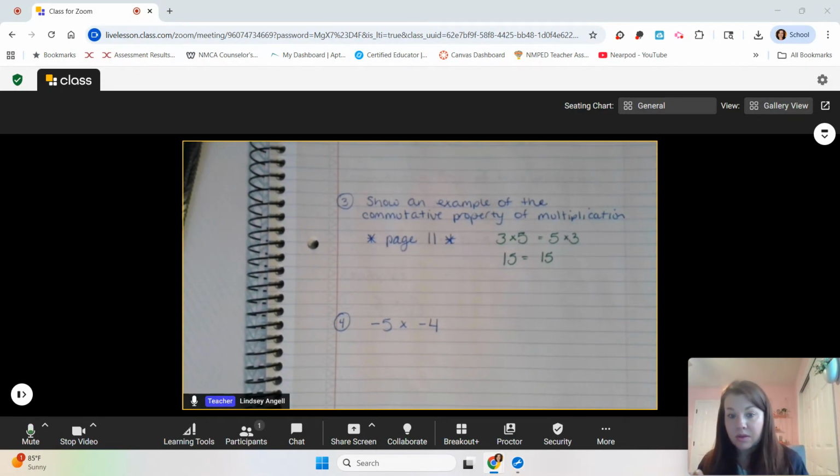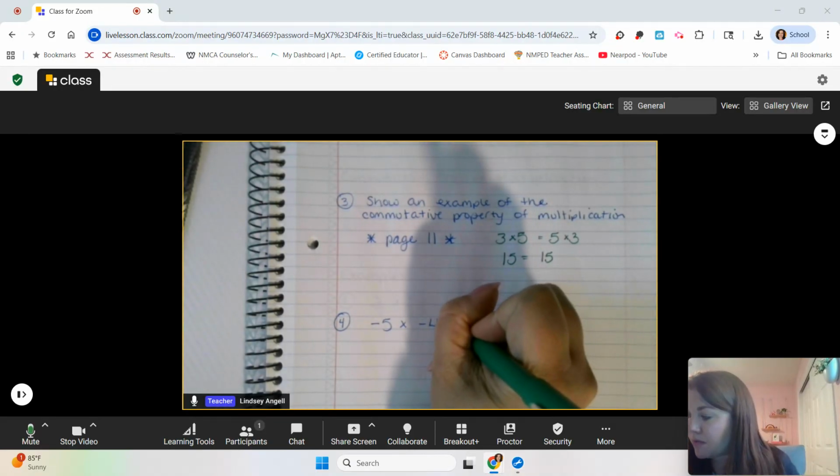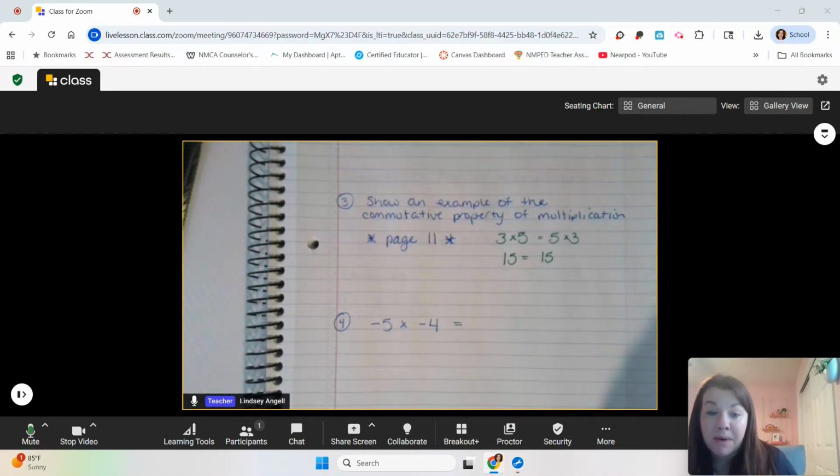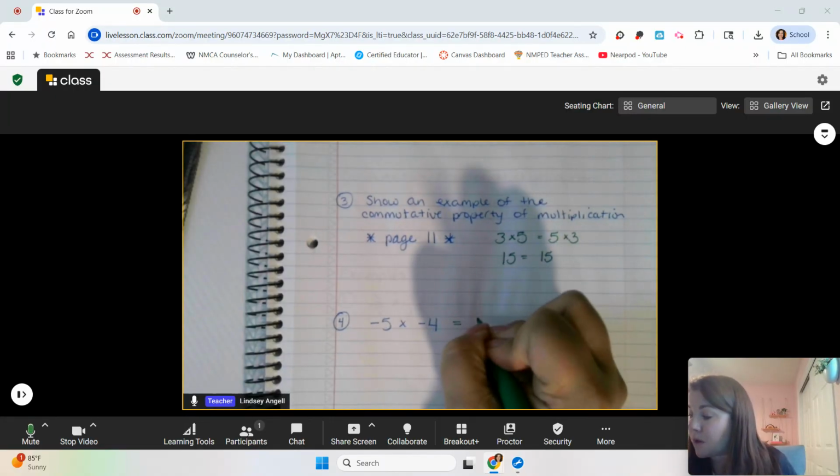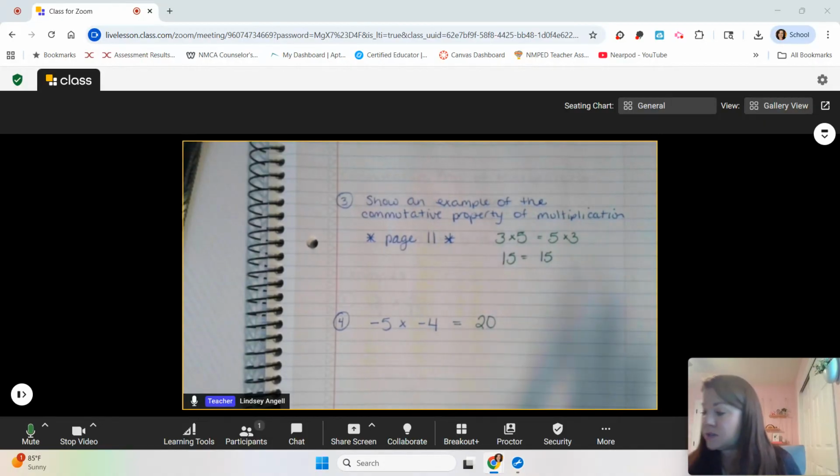Okay, and my last example, negative 5 times negative 4. Well, one, we got to focus on those signs, right? They're both negative, okay? And if they're both negative, I'm going to have a positive answer. If the signs are the same, you have a positive answer. And 5 times 4 is 20. So my answer is just positive 20.